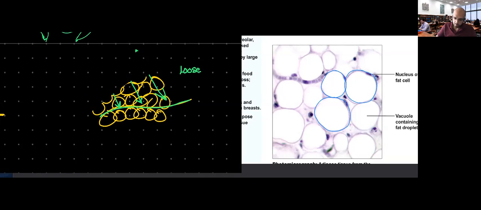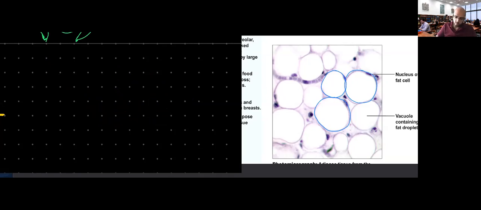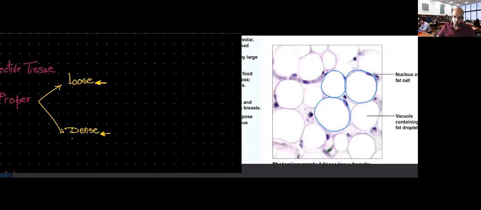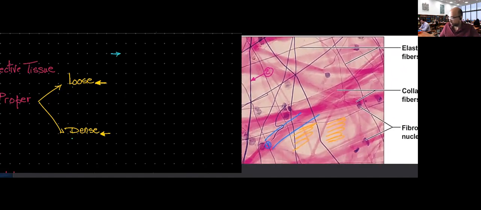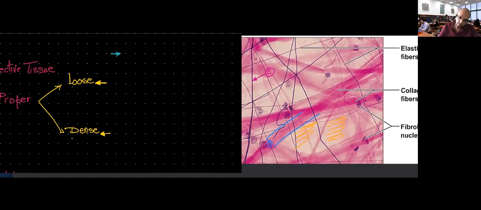All right. So, loose connective tissue and dense connective tissue. What are the different types of loose connective tissue and dense connective tissue? First type of loose connective tissue, I have collagen fibers and elastic fibers. And you are now able to identify elastic and collagen fibers.